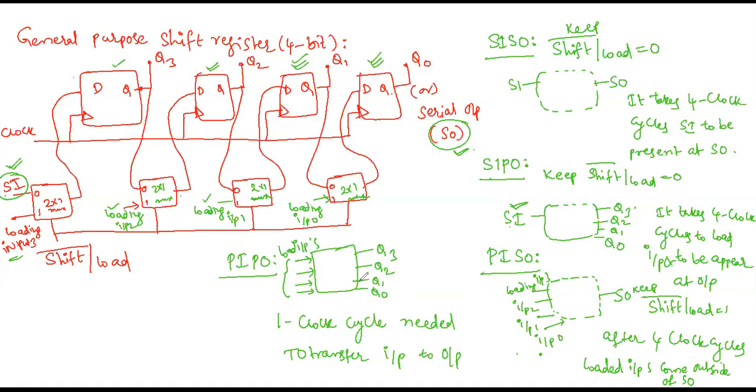This is about the general purpose shift register. Here we are designing this general purpose shift register so that it can act as any one of the 4 shift registers: serial in, serial out; serial in, parallel out; parallel in, serial out; and parallel in, parallel out.